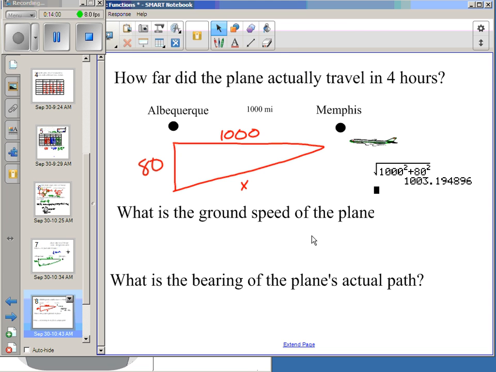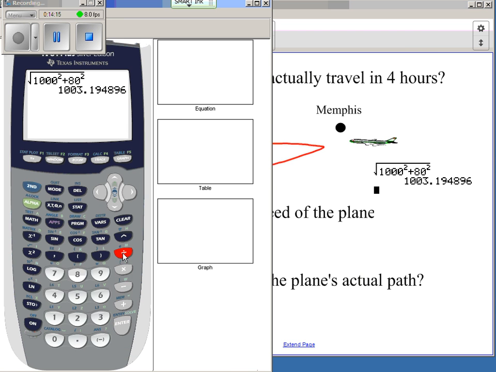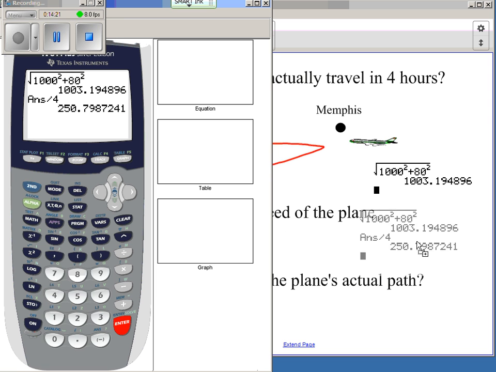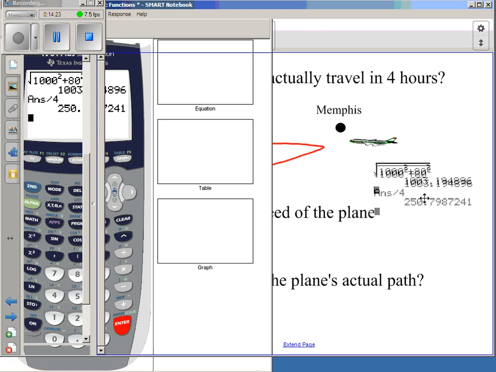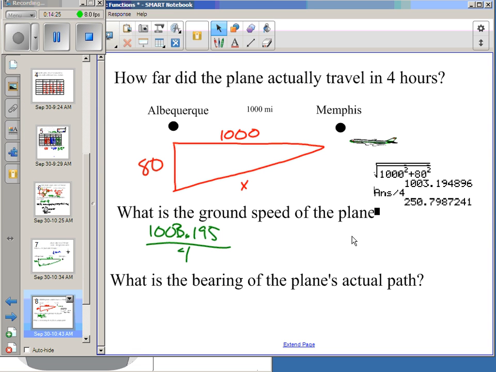Now if I want to know the ground speed, so I want to know the speed in relation to the ground, I take the distance we traveled and I divide by my 4. So if I take this and I divide by 4, the plane was actually traveling 250.798 miles per hour. What was the bearing?